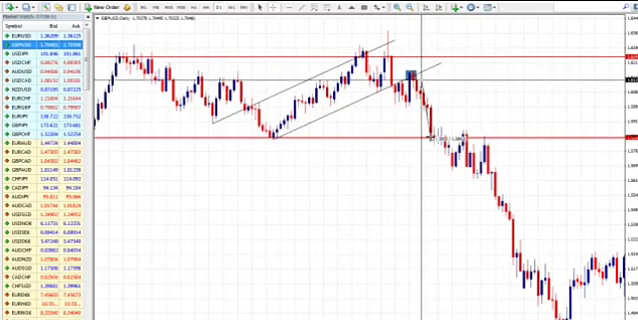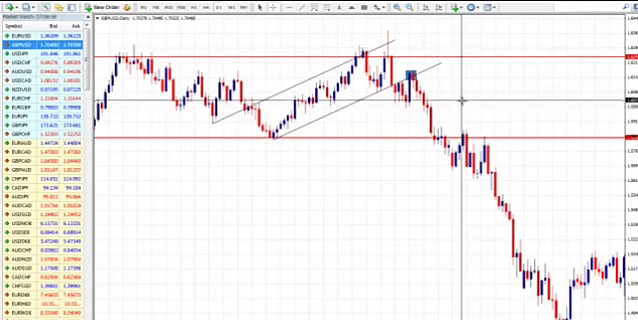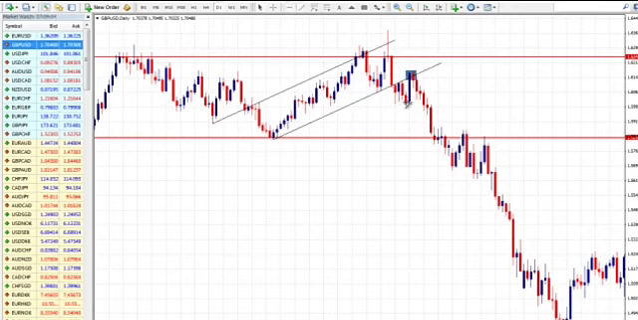So an idea here would have been to short right here at the retest of this ascending support as resistance, and then take half of the position with a 290 pip win. Move your stops here above this area of immediate support, and let the rest run. Okay, and this is basically how you trade off levels.